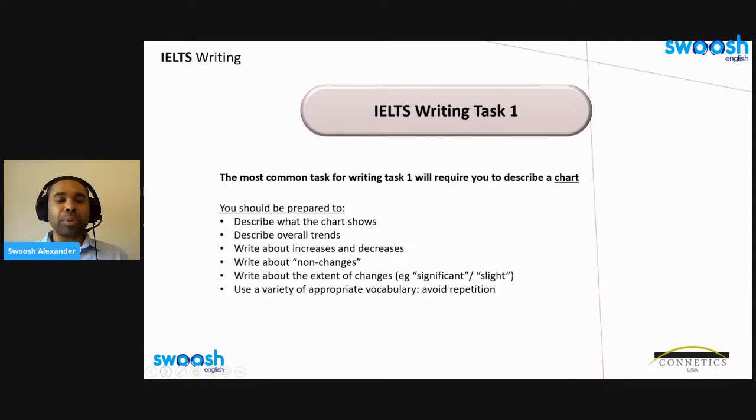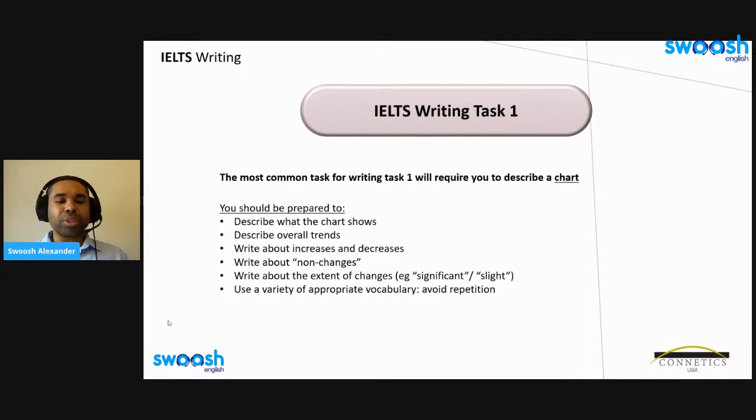And when it comes to reporting specific details, you need to be able to write about increases and decreases, where they occur. Also, non-changes as well. So as I was stating before, periods of stability. But writing about just an increase and a decrease is not likely to be enough to get you the highest marks in the IELTS exam. You also need to be able to write about the extent of the changes. So if there's an increase, what kind of an increase was it? Was it significant or was it slight?